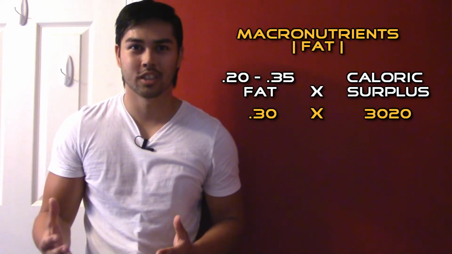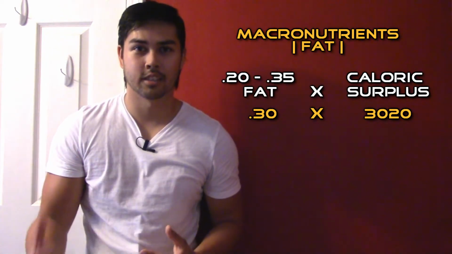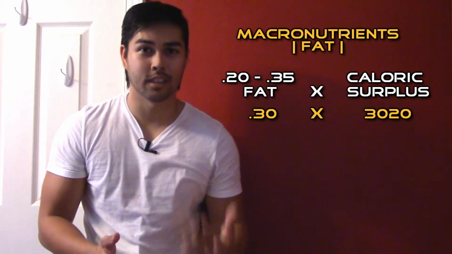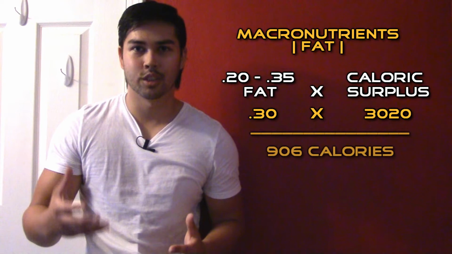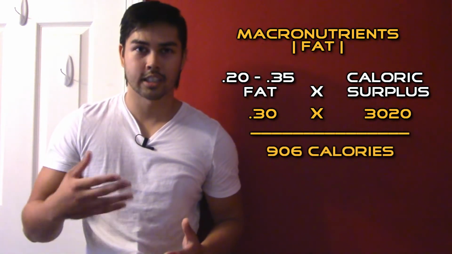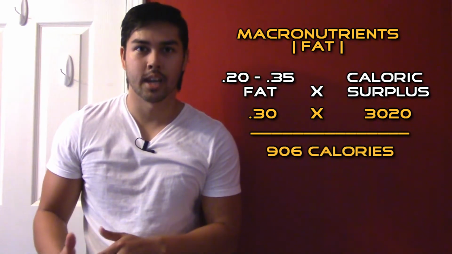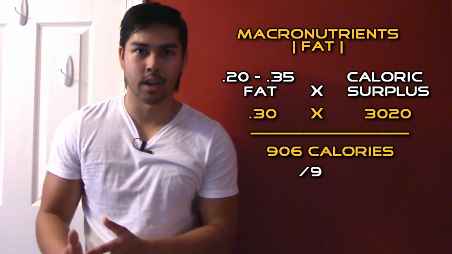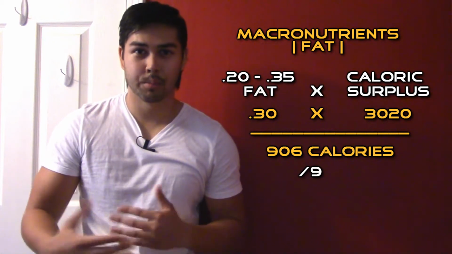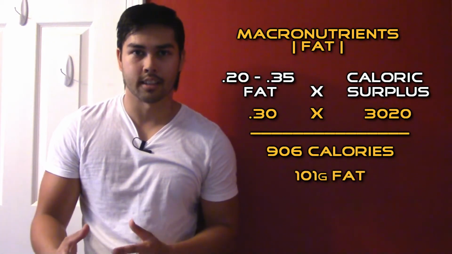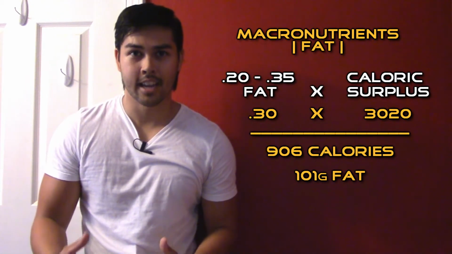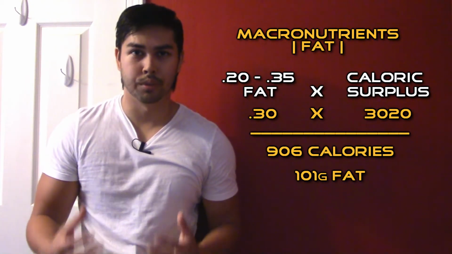So we're going to take our caloric surplus number, in my case it's 3,020, multiplied by our fat percentage. In my case, again, it's 0.30, representing 30%, and the number that we get is 906 calories. 906 calories of fat. In order to determine how many grams that is, we simply divide that number by 9, since each fat gram is made up of 9 calories. And the number that we get is 101 grams of fat. So that's 101 grams of fat and 906 fat calories per day that I need to be taking in order to build muscle.